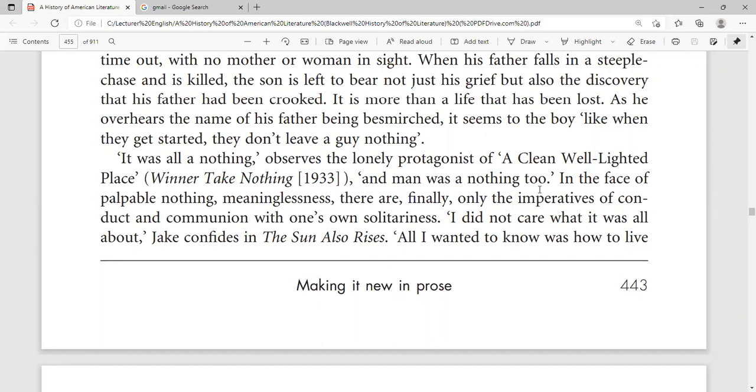Another idea that is seen in Hemingway's novel is called nada, or nothingness. In the face of palpable nothing, meaninglessness, there are finally only the imperatives of conduct and communion with one's own solitariness.